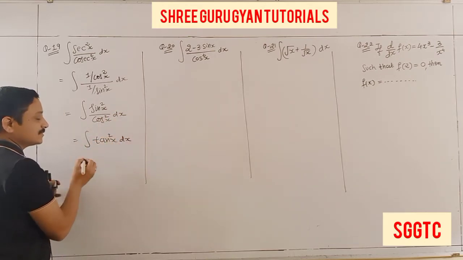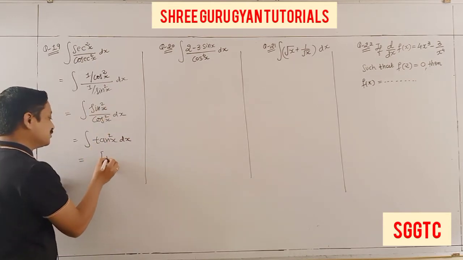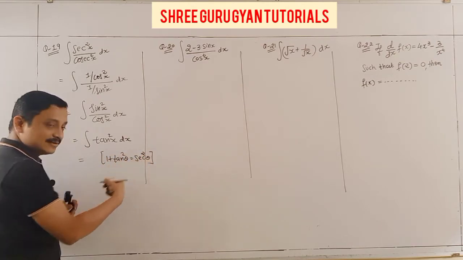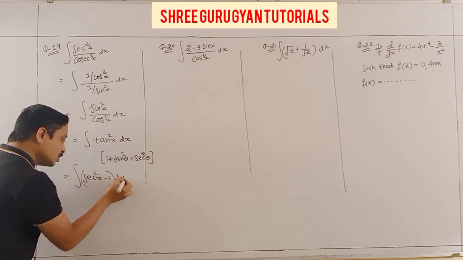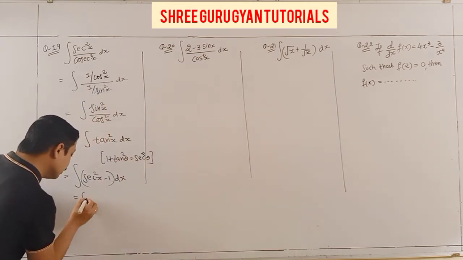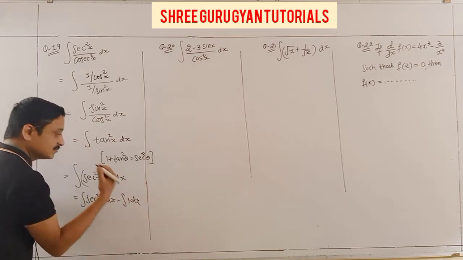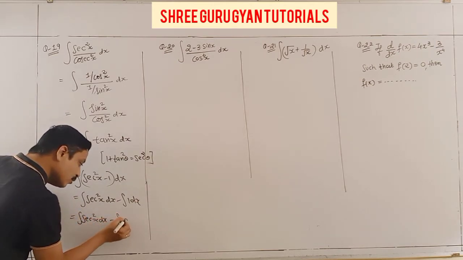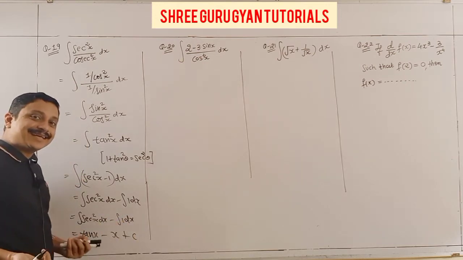And tan square x, can we convert it using a formula? Yes. 1 plus tan square theta is equal to what? Sec square theta. So can we write here sec square x minus 1? Because we know that tan square has no direct integration, but sec square integration is known. So this answer is the integration of sec square x dx and 1 dx. That is known: tan x minus x plus c.